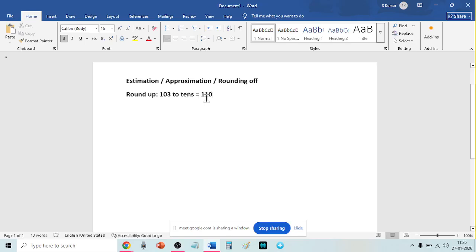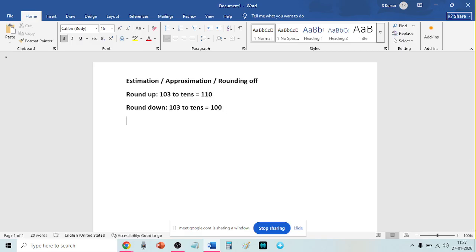103 to tens means more than 10 tens, 10 tens and something. So 11 tens or 110. So there is a rounding up, always higher value. Round down, same thing, 103 to tens. This will be the lower value. The next lower, smaller value will be 100. This is round up, higher multiple of 10, this is lower multiple of 10.